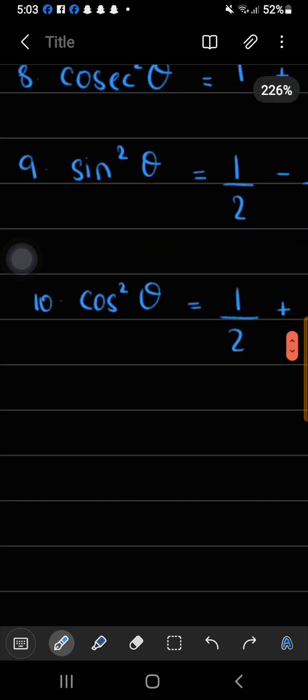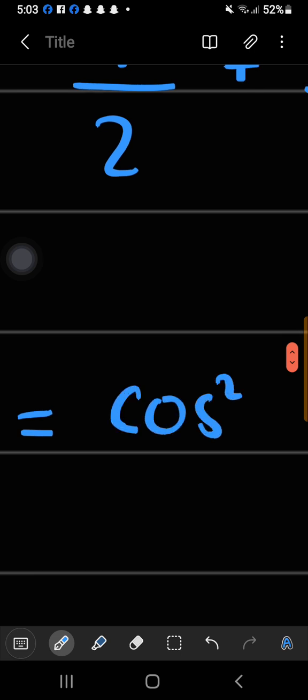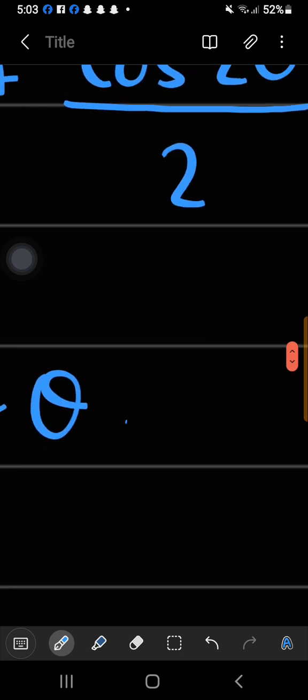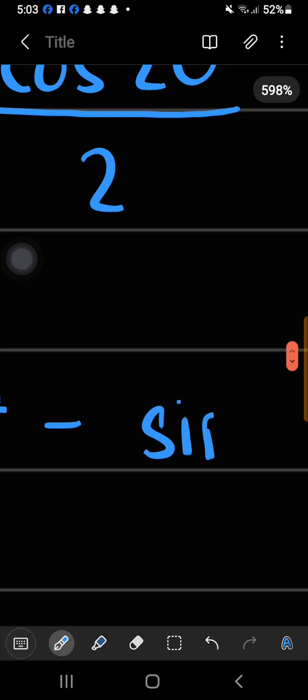Now we can learn the 11th property: cos 2 theta is equal to cos square theta minus sine square theta.